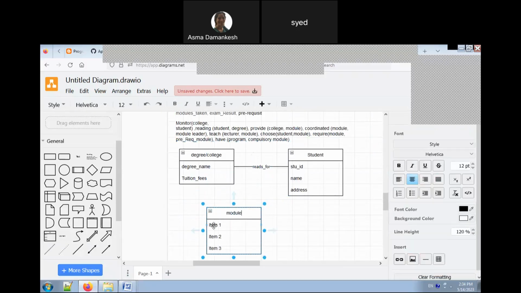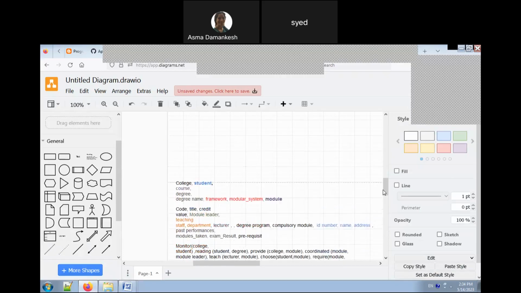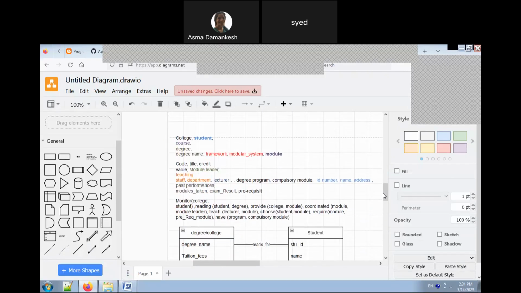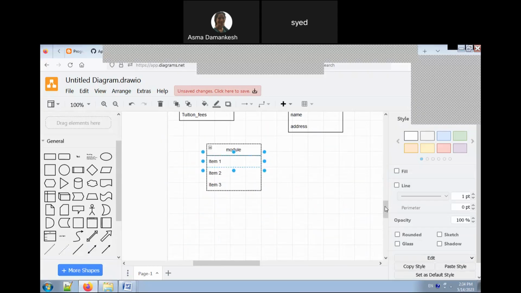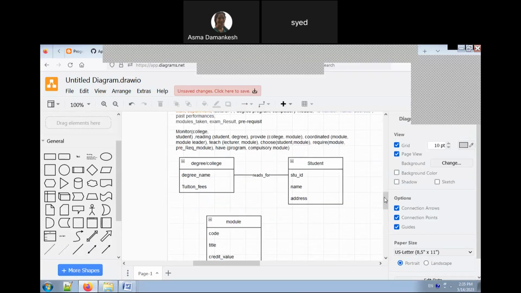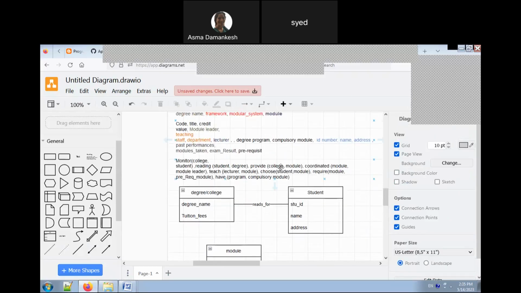Module. Do I have an explanation for a module? Yeah, the module has a code, title, and credit value. So let's put that in. It has code, title, and credit value, okay? And what's the relation we're capturing? That the college or the degree provides a module.